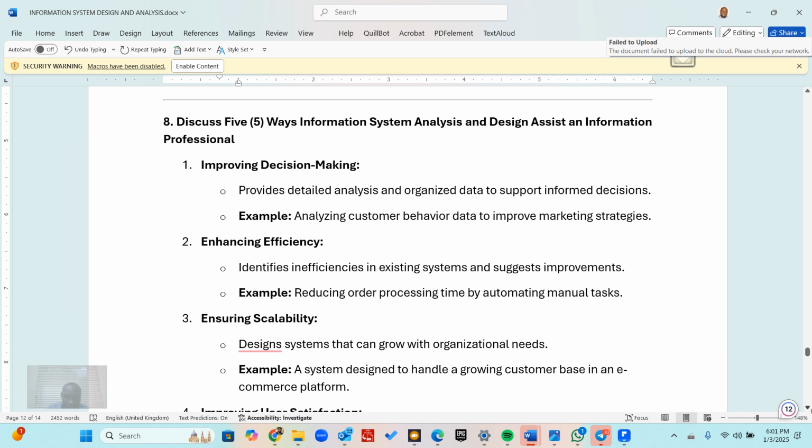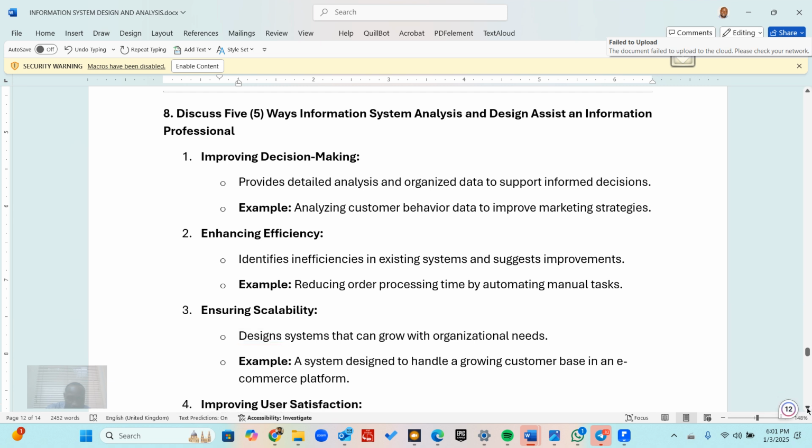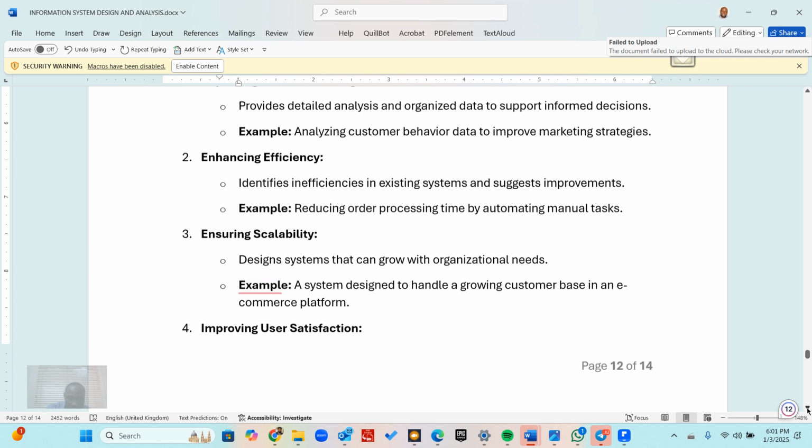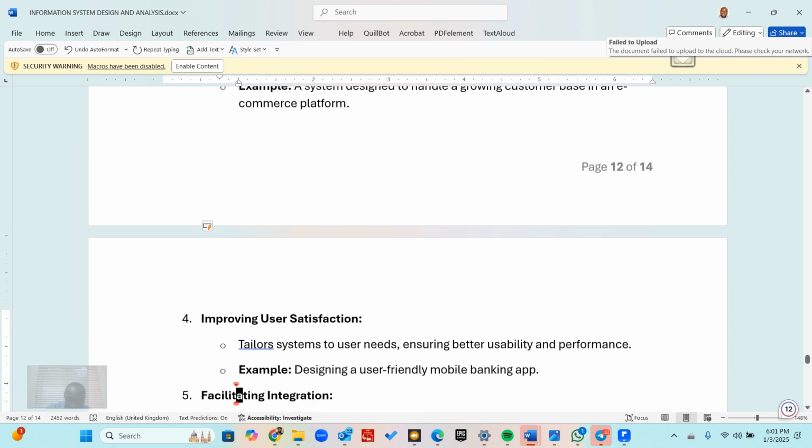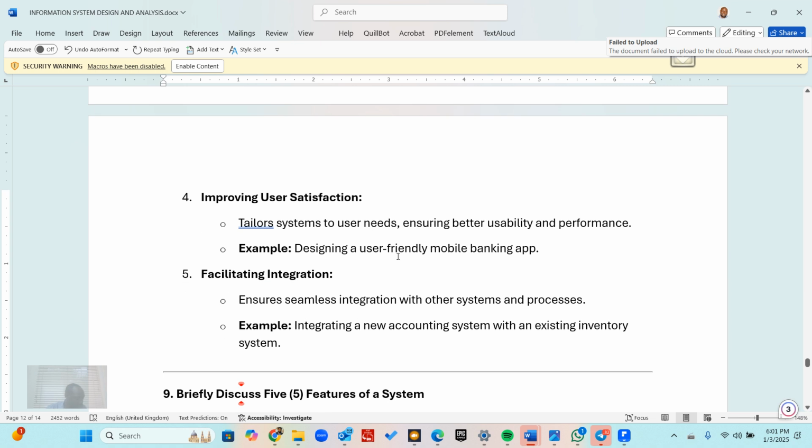Example, reducing order processing time by automating manual tasks. These are efficiency enhancing, so it helps to identify inefficiencies in the existing system and suggest improvements. Ensuring scalability: it ensures the system can grow with organizational needs. For example, a system designed to handle a growing customer base in an e-commerce platform. Scalability ensures that as the company grows, the system can take care of it.